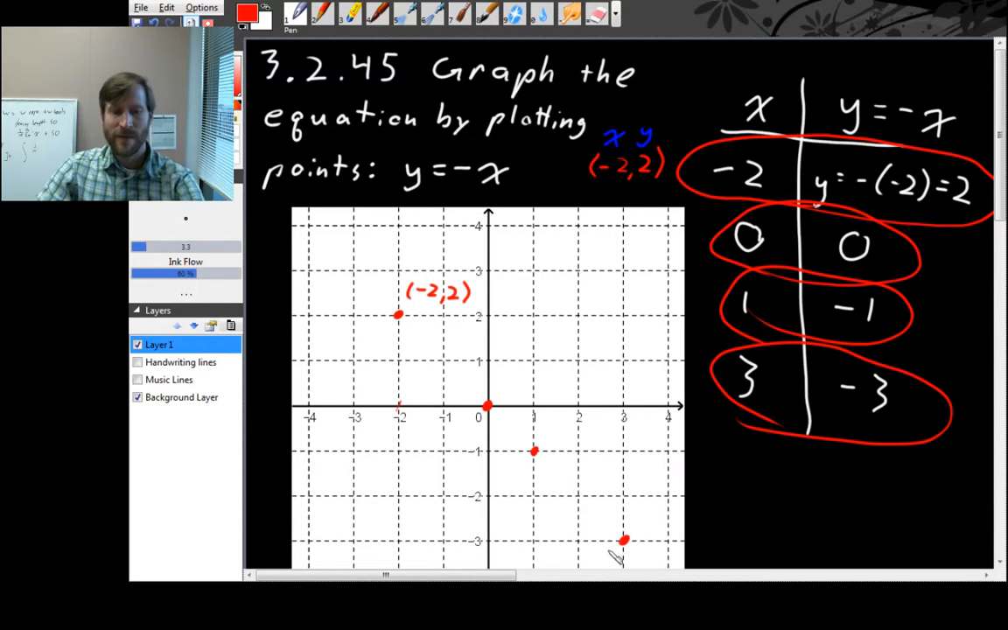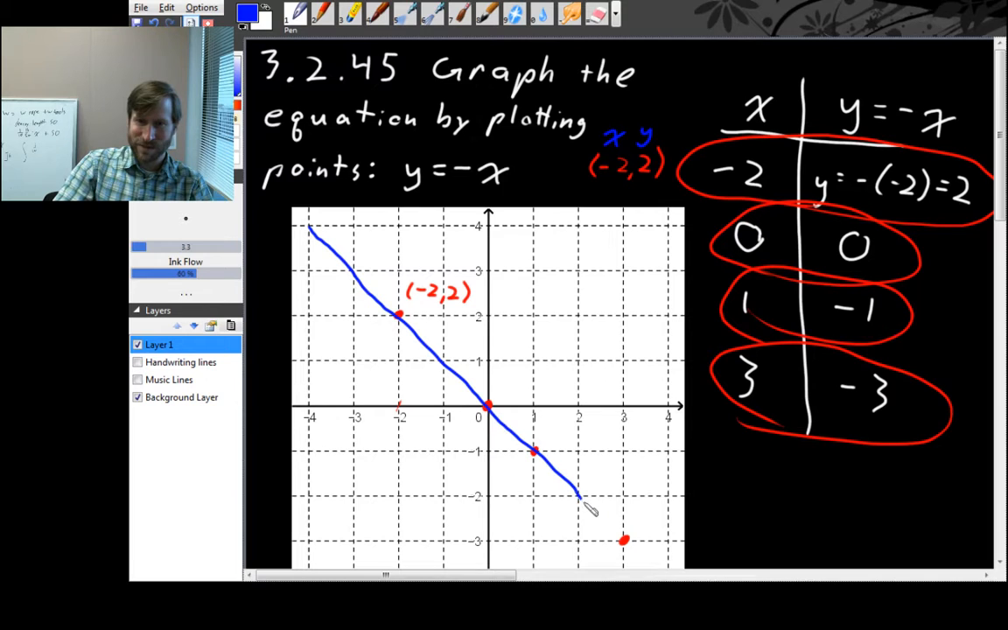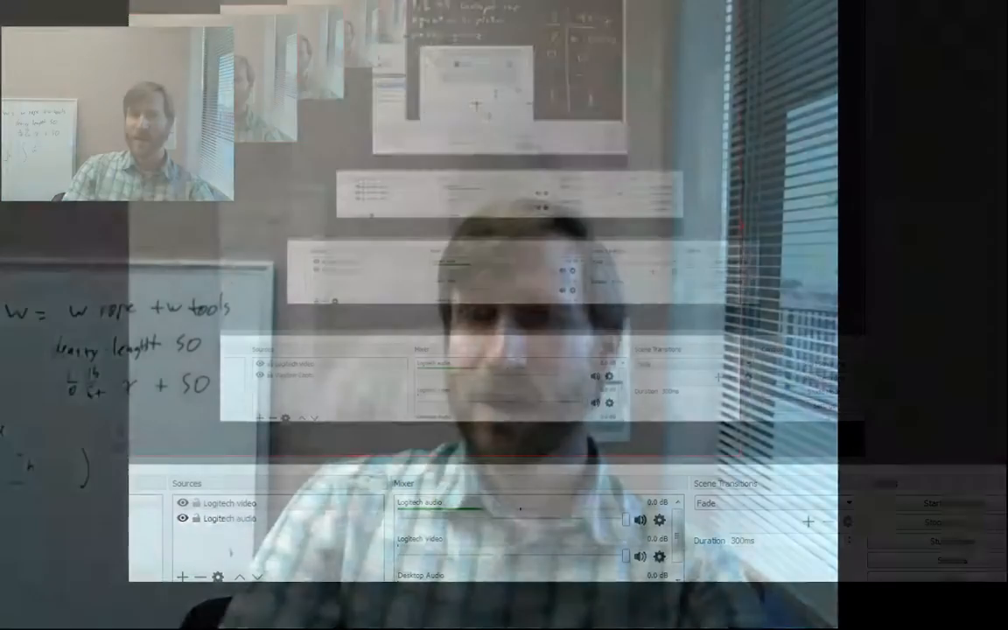So right there. And then once you have enough points, you will be able to draw your line. This is a little hard to do on the tablet, so I apologize if my line ends up being pretty terrible. Something like that. So there is a graph of the line y equals -x. If you're doing this problem online, your equation might be a little different, but the idea will be the same.